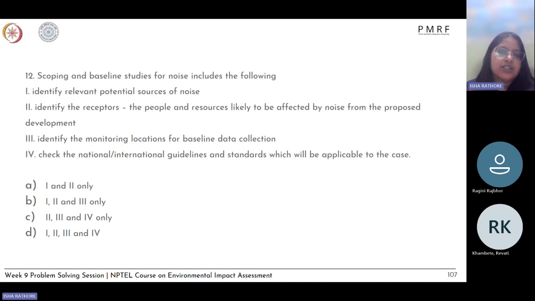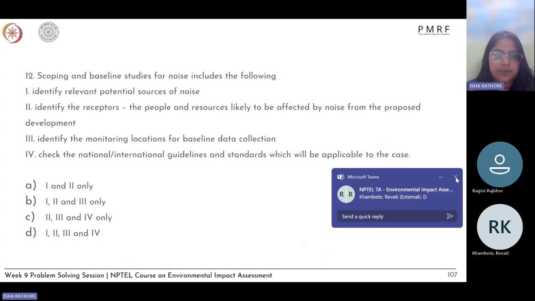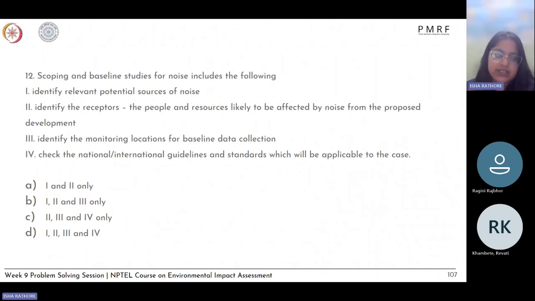And four, check the national or international guidelines and standards which will be applicable to the case. So which of the given statements are correct? So you have the different statements. Okay, so we have one answer D. Okay, so D is the correct answer.